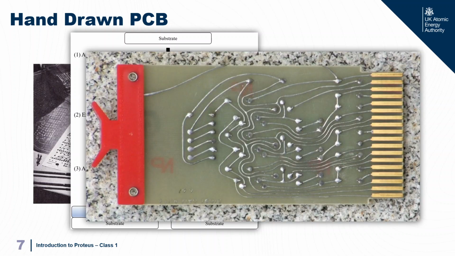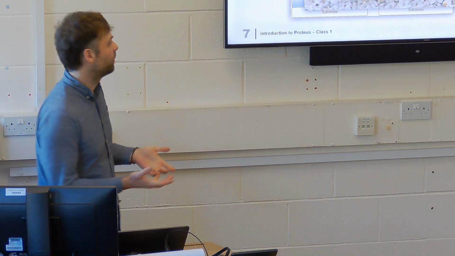So that's kind of what it looks like once you've finished with it. Can anyone tell me what the hallmarks of a hand-drawn circuit board are? How can you tell that was hand-drawn? Wavy lines. Exactly. So all modern packages basically draw angles at 45 degrees.